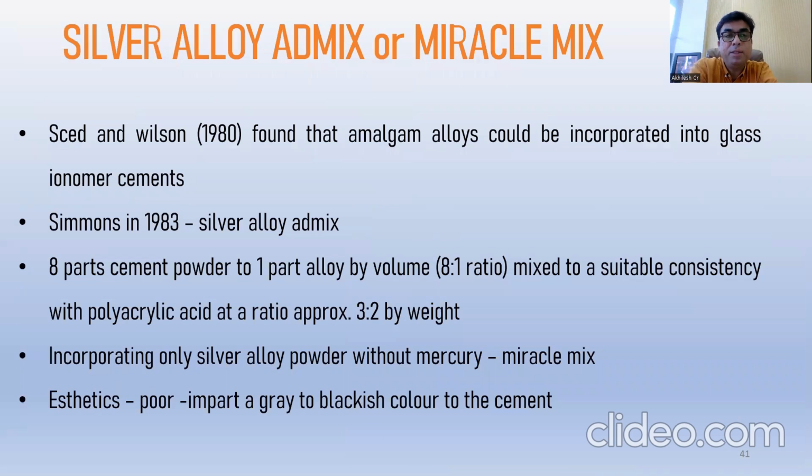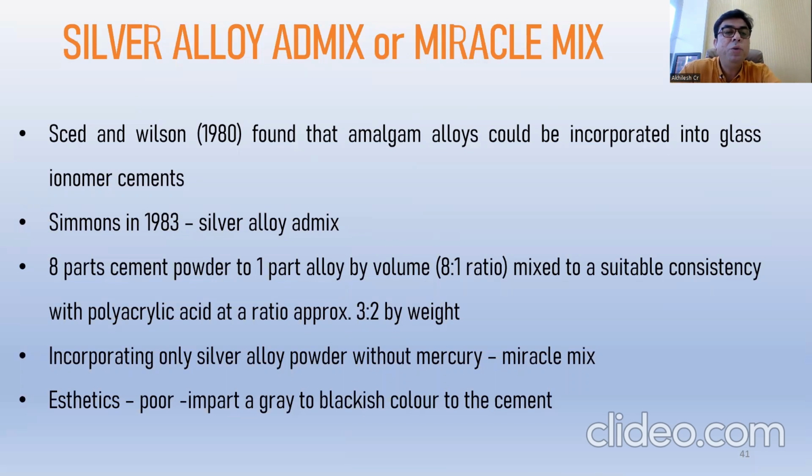Let's discuss a little about Miracle Mix. Miracle Mix was introduced by Simmons in 1983. It is a silver alloy admix. Sced and Wilson found that amalgam alloys can be incorporated into glass ionomer cements. So this alloy powder can be included into the glass ionomer cement.